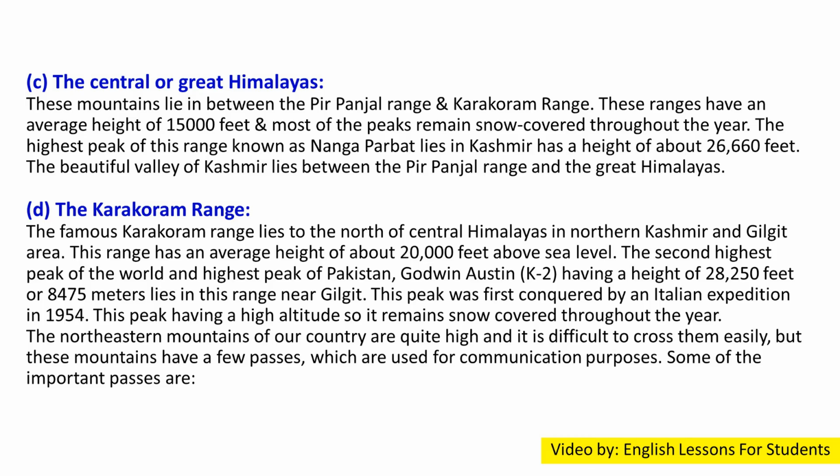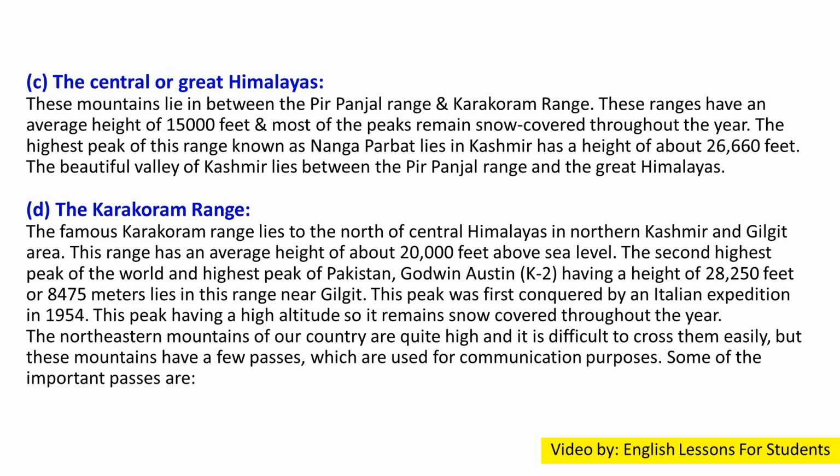3. The Central or Great Himalayas. These mountains lie in between the Pir Panjal Range and Karakoram Range. These ranges have an average height of 15,000 feet and most of the peaks remain snow-covered throughout the year. The highest peak of this range, known as Nanga Parbat, lies in Kashmir and has a height of about 26,660 feet. The beautiful valley of Kashmir lies between the Pir Panjal Range and the Great Himalayas.